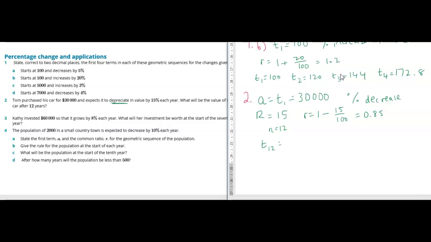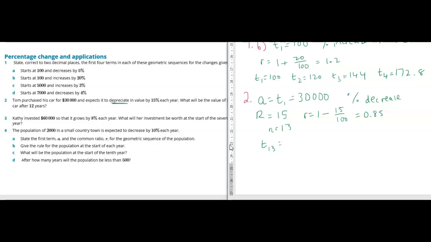Actually, I'm just thinking if it's after 12 years, it should be T13. I'm just going to check what the textbook wants. Yeah, that's my bad. Sorry, I should have recognized that before. So we're doing it after 12 years. Because T1 is our starting value, which is 30,000, it's going to be 13. So 1 plus 12 gives you 13. So we want to know T13.